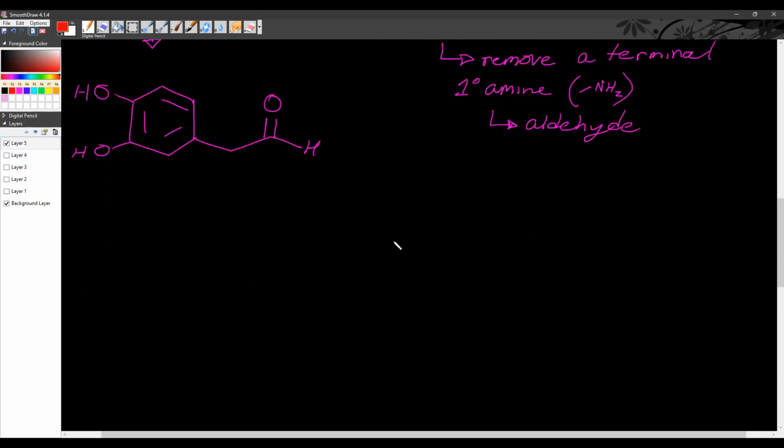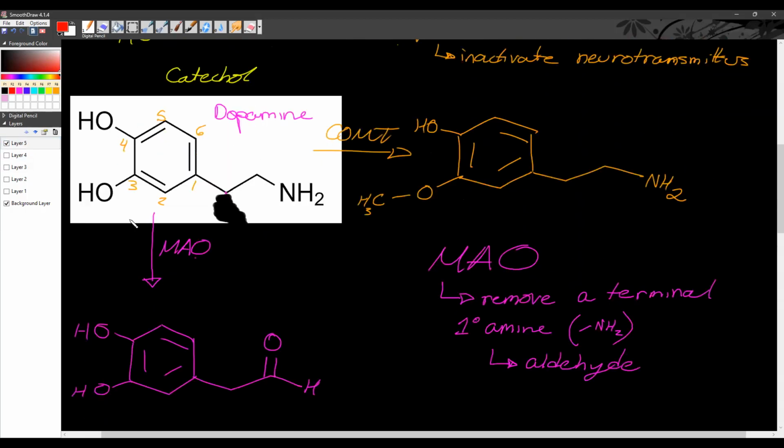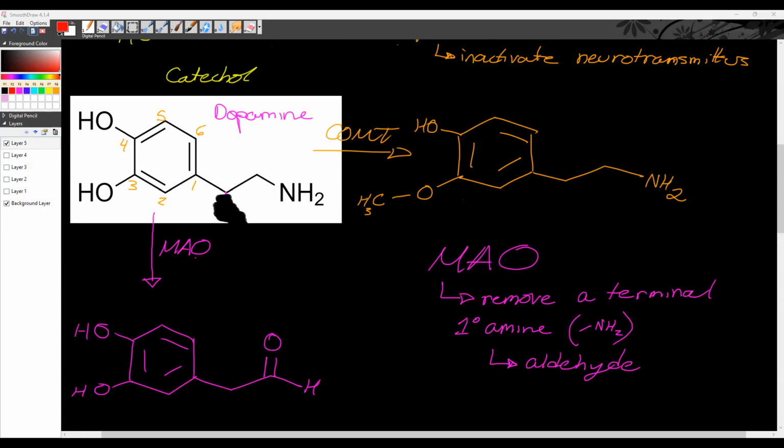We're going to look at a couple of examples. For now, just know that MAO definitely works on this terminal position. All right. Let's look at a drug.